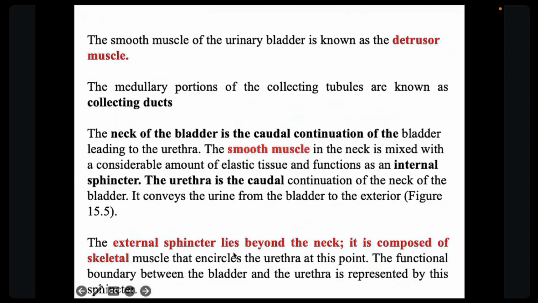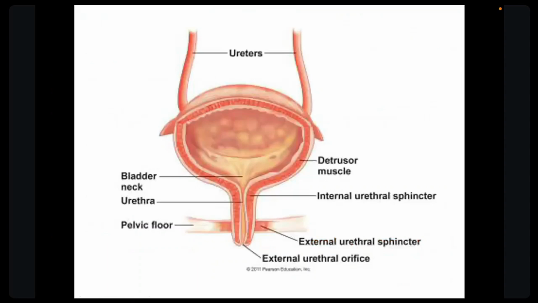And the external sphincter, which lies beyond the neck, is composed of skeletal muscle. This is also one of the important things you must remember, that the sphincter is definitely a skeletal muscle which is under your voluntary control. But the detrusor muscle of the urinary bladder is basically smooth muscle. This is the position of these detrusor muscles. This is the external urethral sphincter, which is a skeletal muscle.